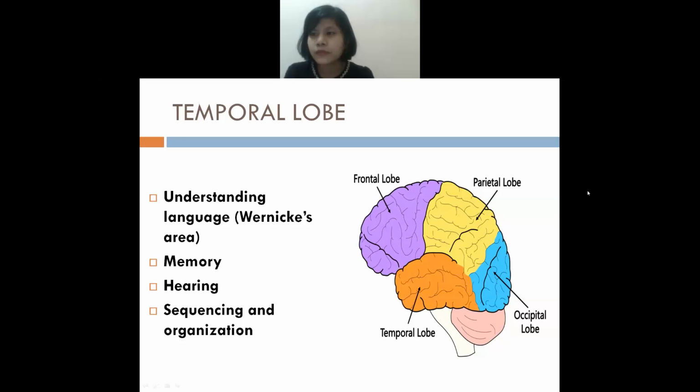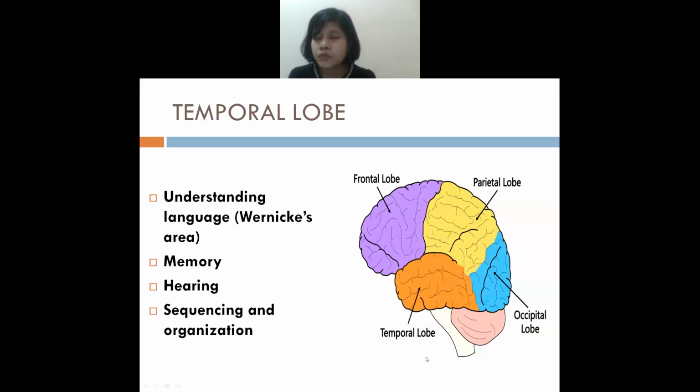Next is sequencing and organization. Sequencing and organization, what does that mean? I'll give you one example. Say, for example, you are arranging some books. Even in books you can see, right, some are bigger in size, some are smaller in size. So how will you arrange those books? Obviously, you will keep the bigger books at the bottom and the smaller books at the top. It's not it? So sequencing and organization means you will arrange accordingly.